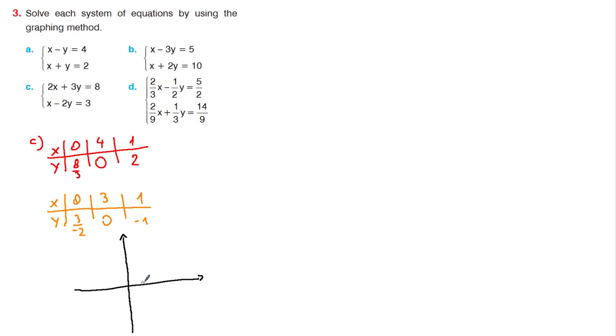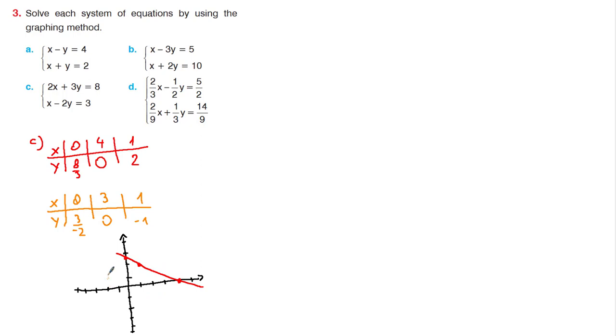So if x is 0, y is 8 over 3, which corresponds to 2.6. So if x is 0, 2.6 is somewhere here. If x is 4, y is 0, that corresponds to the point here. And if x is 1, y corresponds to 2. You can clearly see the red line is passing here.